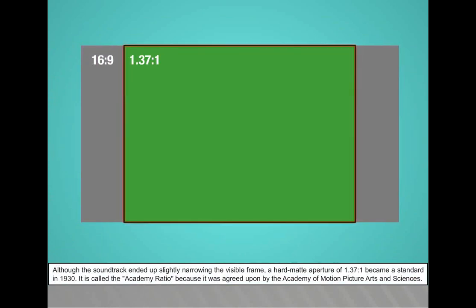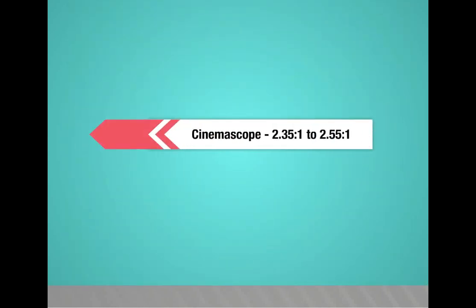Although the soundtrack ended up slightly narrowing the visible frame, a hard-matted aperture of 1.37:1 became a standard in 1930. It is called the Academy ratio because it was agreed upon by the Academy of Motion Picture Arts and Sciences.